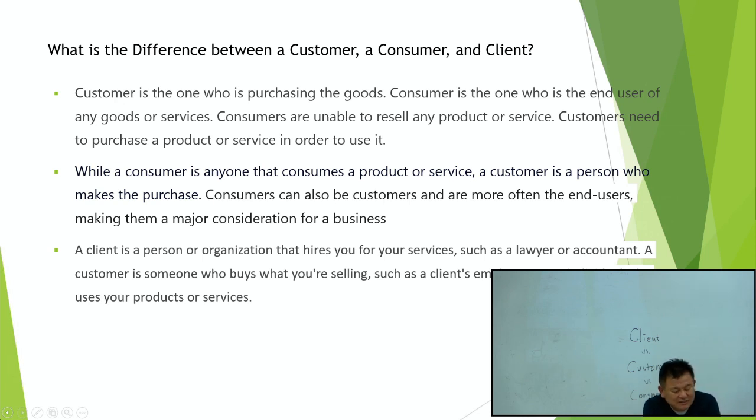And also a client. A client is a person or organization that hires you for your services, such as a lawyer or accountant, CPA. A customer is someone who buys what you are selling, such as a client's employee or an individual who uses your products or services. So a lawyer says, this is my client. My service receiver is the client.